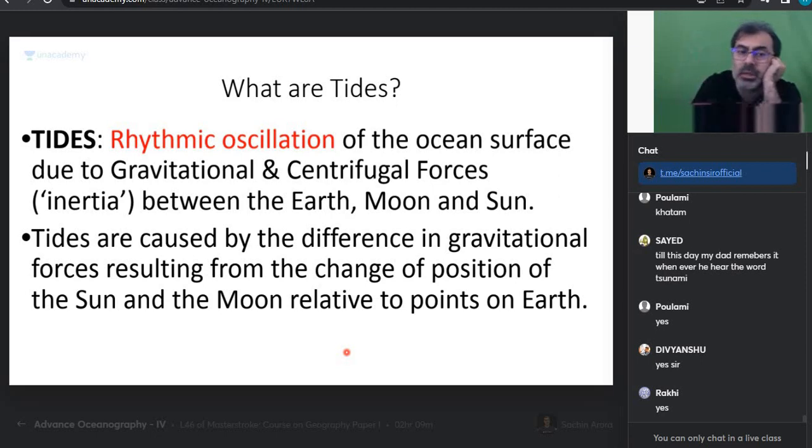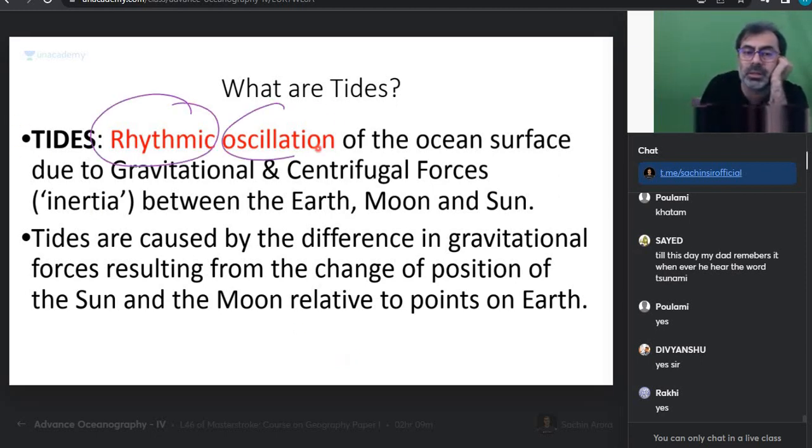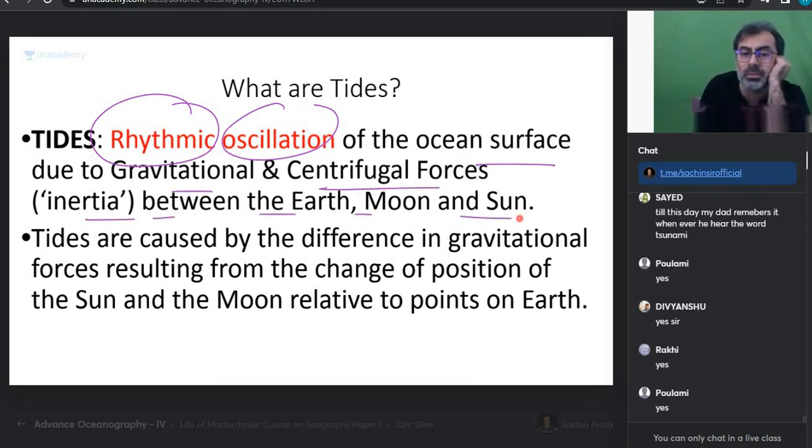What did I tell you? Rise and fall. So can I use the word rhythmic oscillation? Rhythmic oscillation or rise and fall of ocean water due to gravitational and centrifugal forces between Earth, the Moon, and Sun. So centrifugal forces. Yes, centrifugal forces also. Why? So if you've heard about this theory, this is called Newton's equilibrium theory.